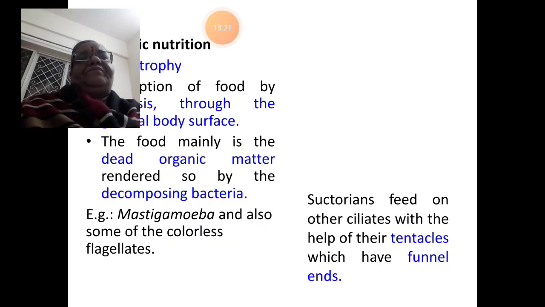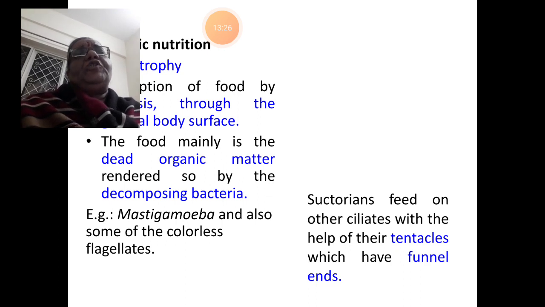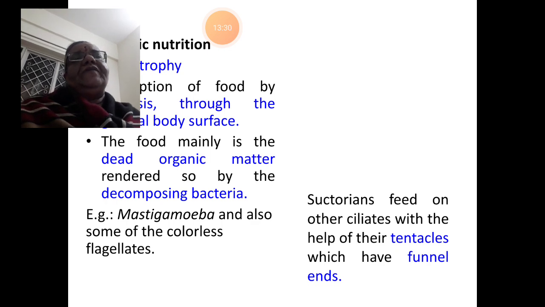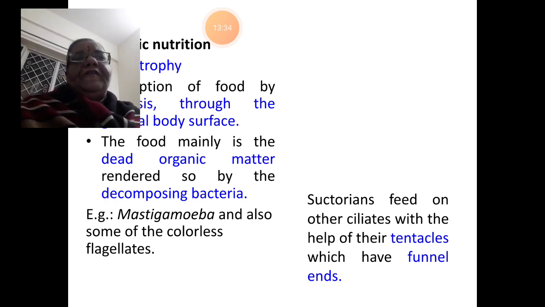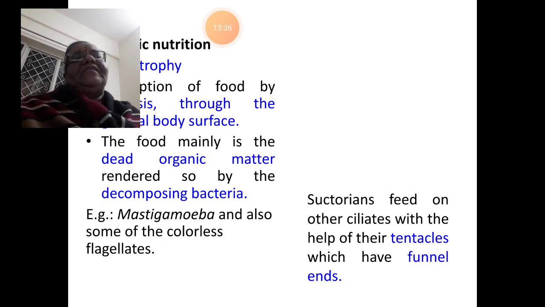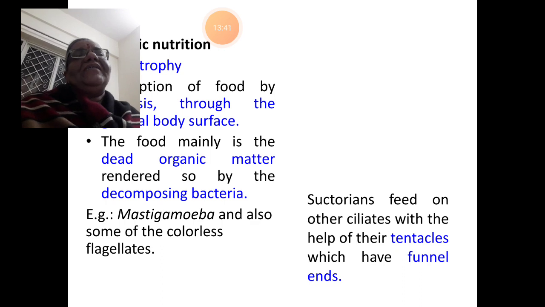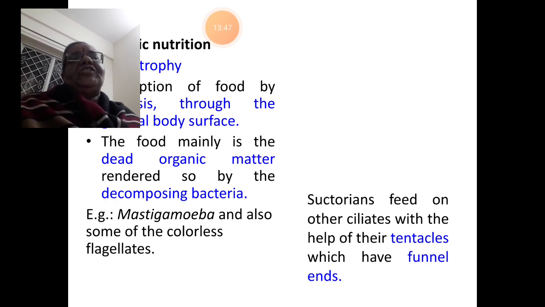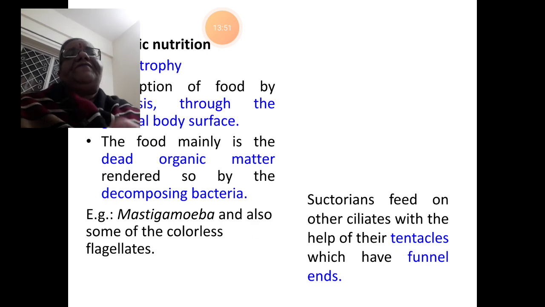Then next one is saprozoic nutrition, where the food material is taken by osmosis through the general body surface. Okay, the food material, that is dead organic matter, is taken inside the body through the general body surface.